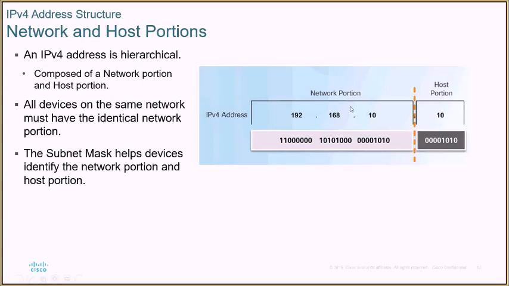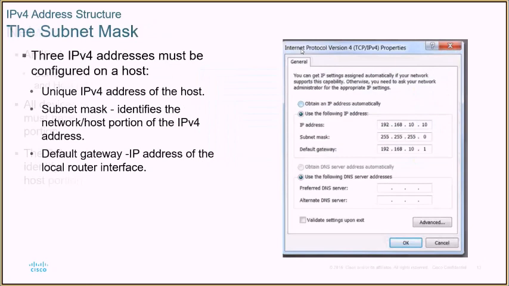But here we've basically got a network number of 192.168.10, and then the host portion is host 10 on that network. Now, all devices on the same network must have an identical network number, and the subnet mask helps devices identify what the network number is of their address. And so we will come into that shortly.